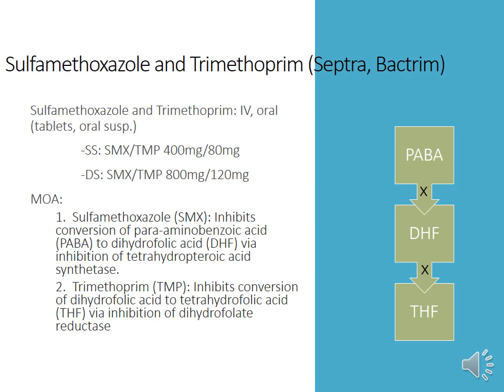The way this works is that sulfamethoxazole, your sulfonamide, inhibits the conversion of para-aminobenzoic acid, or PABA, over to dihydrofolic acid. Then trimethoprim inhibits the conversion of dihydrofolic acid over to tetrahydrofolate. So it's a two-step process, each one working on a different step to inhibit the folic acid from being finally used. If you prevent that from occurring, you prevent DNA synthesis and basically end up causing cell death eventually.